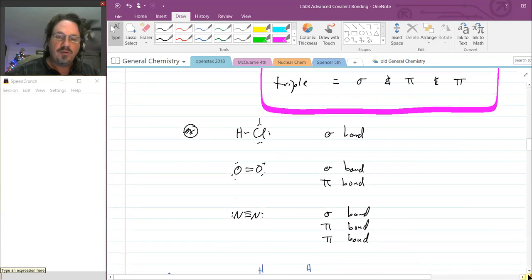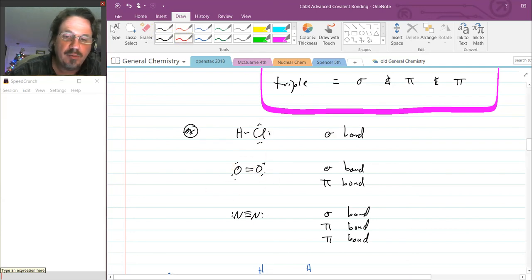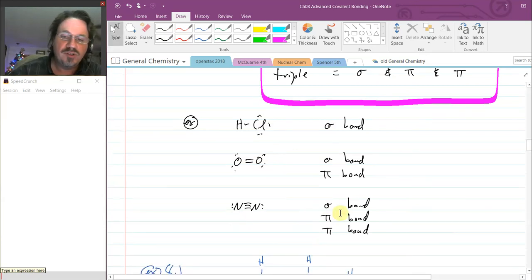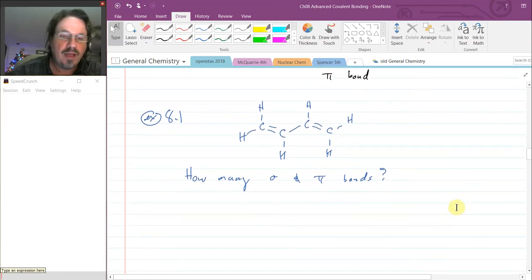Quick little example here, HCl. You've got a single bond there, so there's one sigma, and that's it. Oxygen molecule, you've got a double bond, so in that molecule I've got a sigma and a pi, because that's what makes the double bond up. A triple bond here, sigma and a pi and a pi. No matter what the covalent bonding structure looks like, you can always look and see what kind of bonds you have, what kind of overlaps.